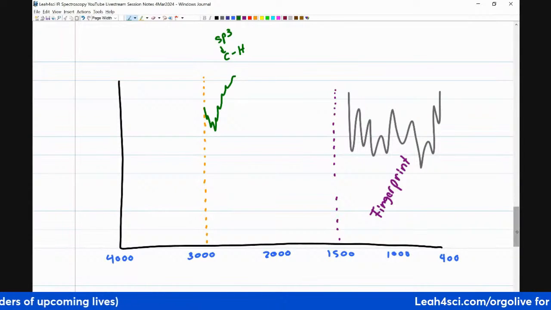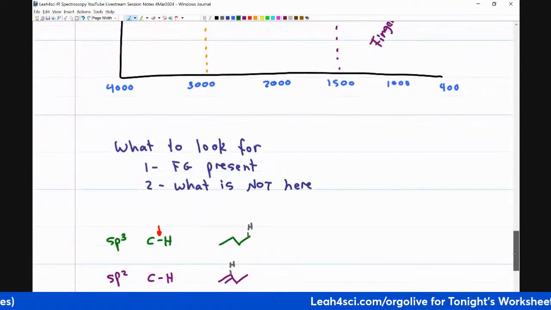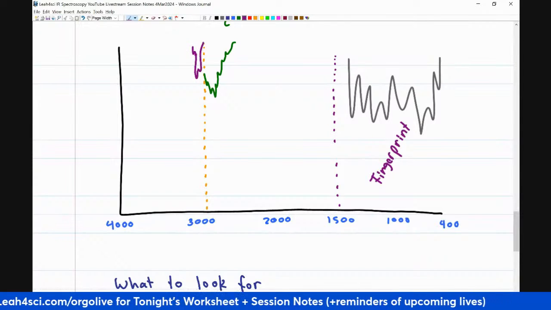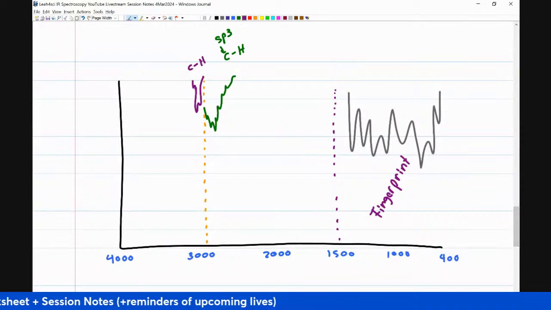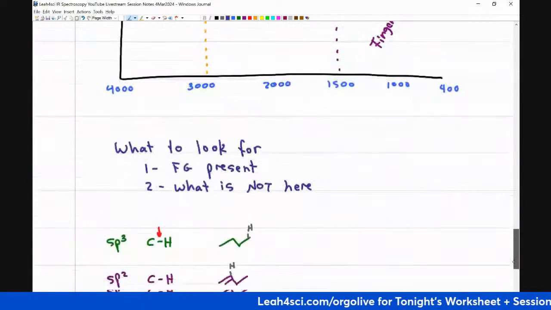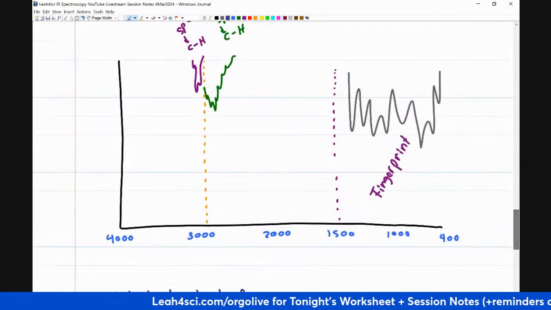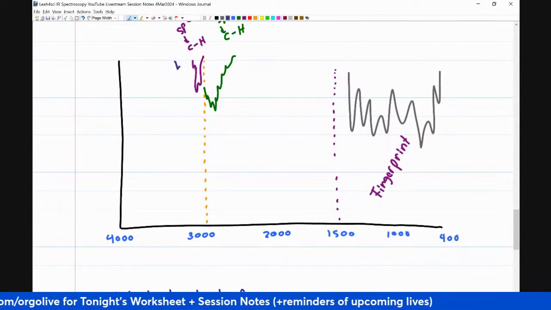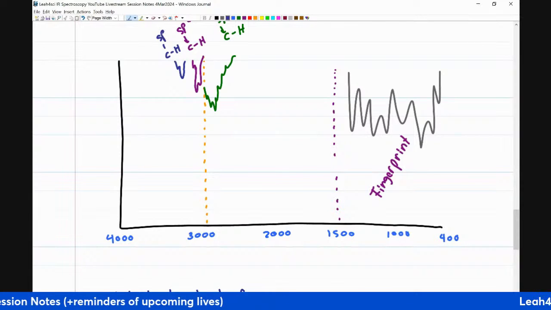If you go just to the left of that 3000 line, I did that one in purple. I'm keeping it color coded so that you can follow. This is where you're going to see your sp2 hydrogens, or carbon to hydrogen bond. C to H, where the C is sp2. And if you shift over quite a bit, let me see what color I used for that. That's blue. There you're going to see your sp. So let's just kind of show something here. C to H, but that is sp.